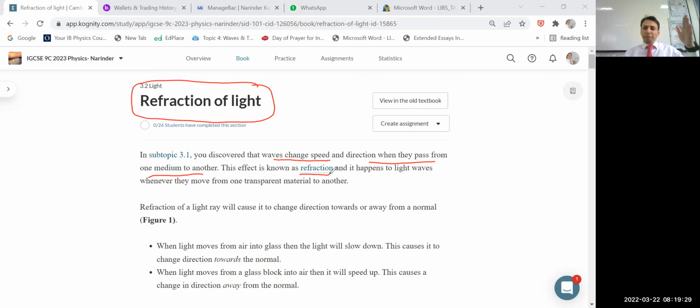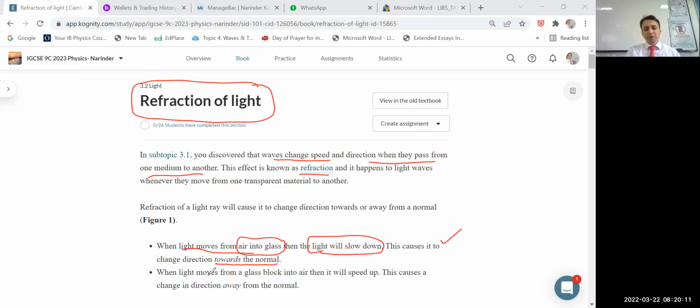When light moves from an optically rare medium to some optically denser medium, it bends. Velocity changes. And we are going to discuss velocity change means it can increase, it can decrease. We will discuss this point. So the first thing, children, you have to remember: when light moves from air into glass, then light will slow down. You can put a question mark here, why the light slows down. Light will slow down. This causes it to change direction and it bends towards the normal. Please first note down these 2 points.